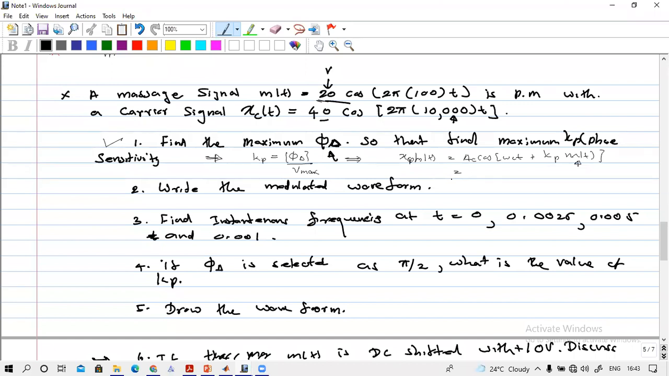But if I use the modulation index, then I have to write it as omega_c t plus phi delta m(t), but this m(t) is normalized. That means it is divided by the maximum amplitude. But in books, this V max is not mentioned. Normally it is called normalized m(t), and it lies between minus one and plus one. So when you divide m(t) by the maximum amplitude, it will be in the range of minus one and plus one. I think that is clear.